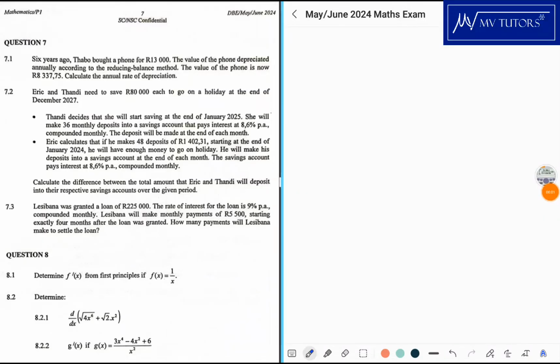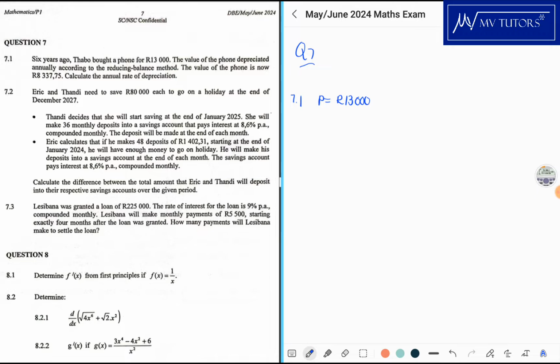All right, we are at question 7 now. Financial maths. So 7.1. 6 years ago, Tabo bought a phone for 13,000. So we'll just write down the values as we go along. The value of the phone depreciated annually according to the reducing balance method. Okay, so you should know what formula we use for reducing balance method.